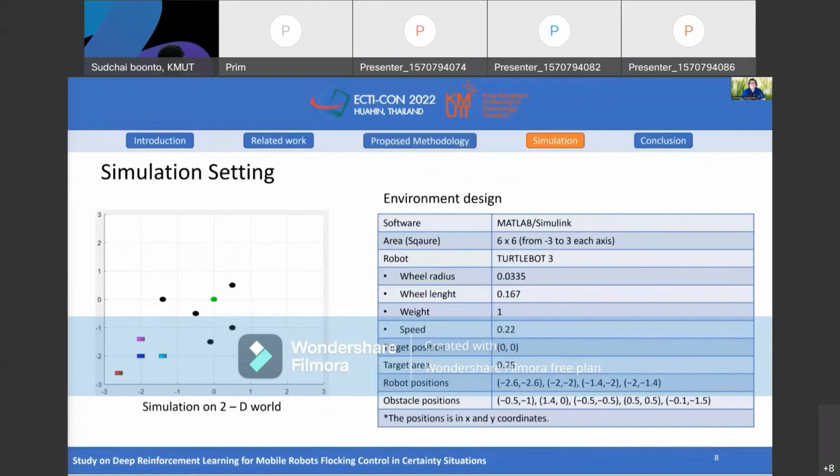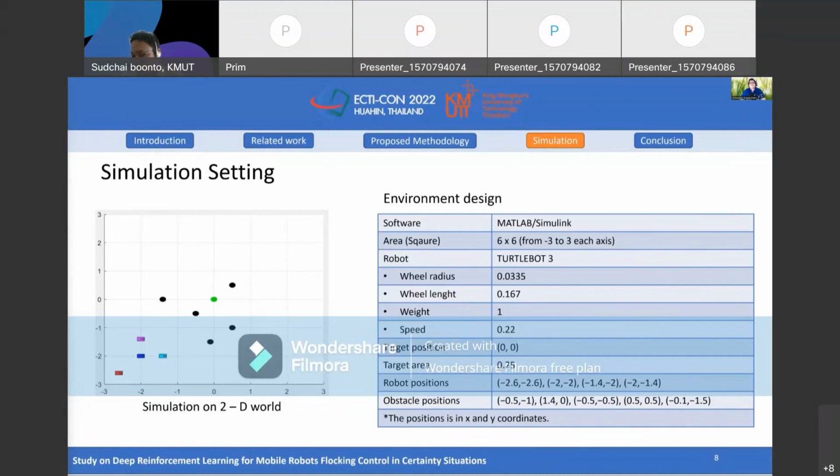For the simulations in this work, we use a 2D world from simulations by MATLAB simulation software. The area of the simulation is 6 multiplied by 6, from minus 3 to 3 on the x and y axes. The robot we will use is a TurtleBot3. It has a view radius of 0.0335 and view length of 0.167, the weight is 1, and the speed is 0.22.